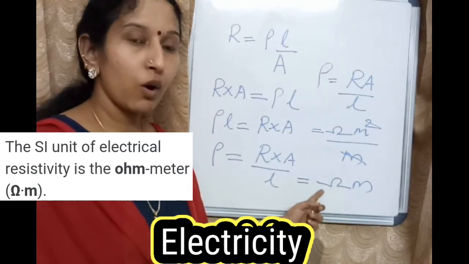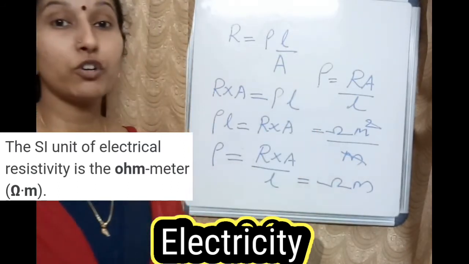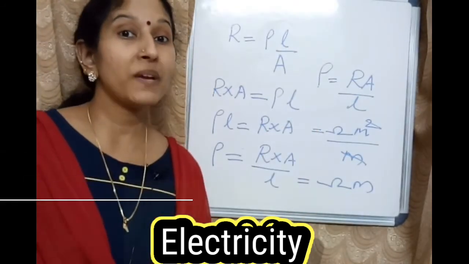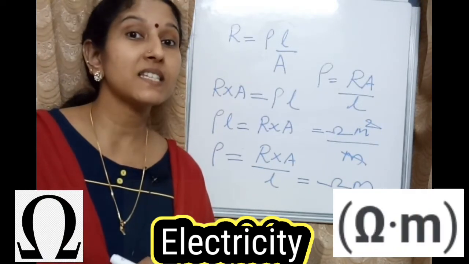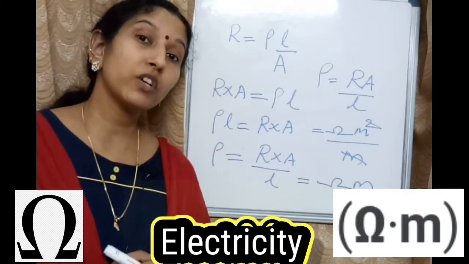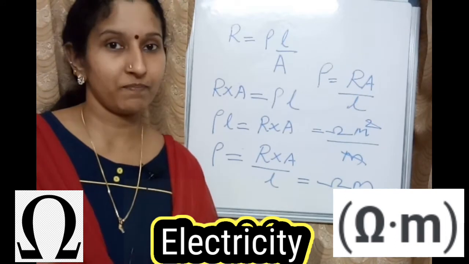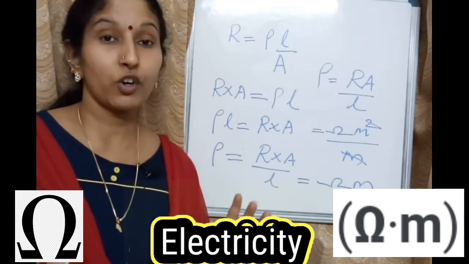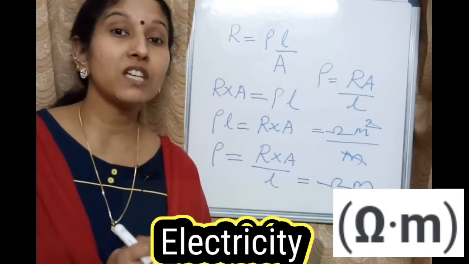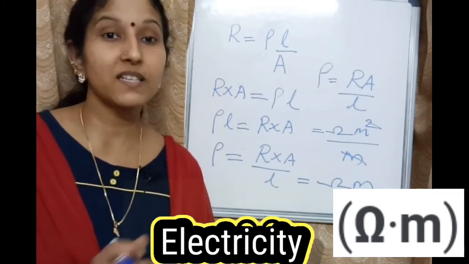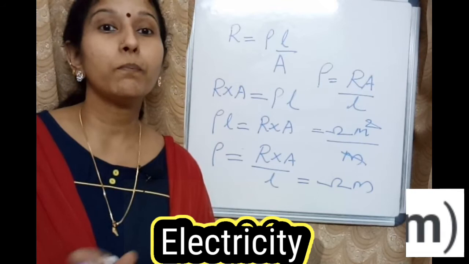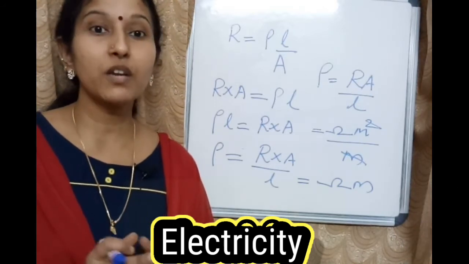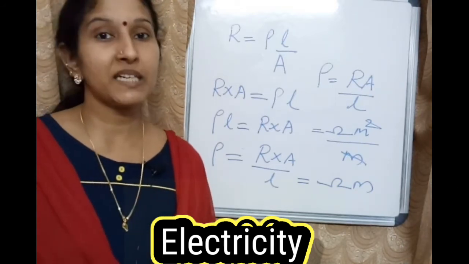Then we will get ohm meter. So what is the SI unit of resistivity? Ohm meter. And the SI unit of resistance? Ohm. And the SI unit of resistivity? Ohm meter. Don't change it and keep it in your mind. The SI unit of resistivity is ohm meter.